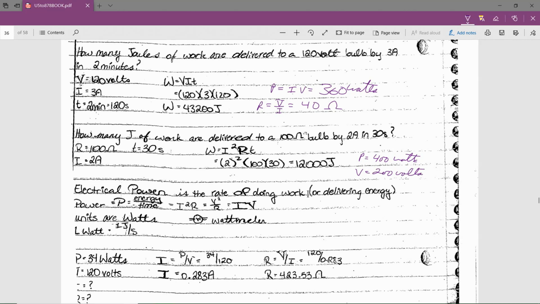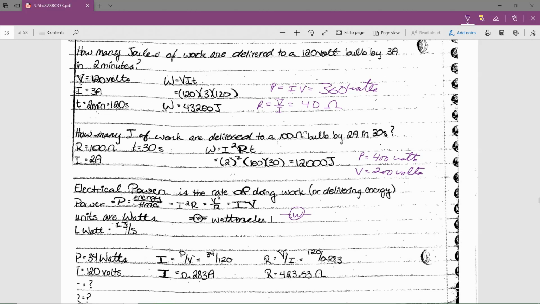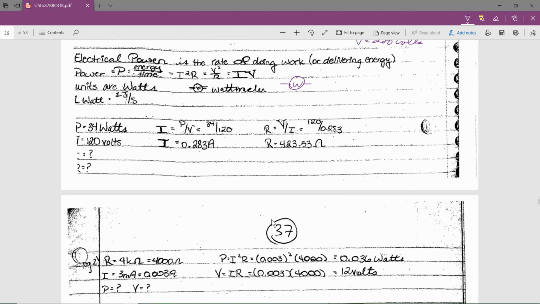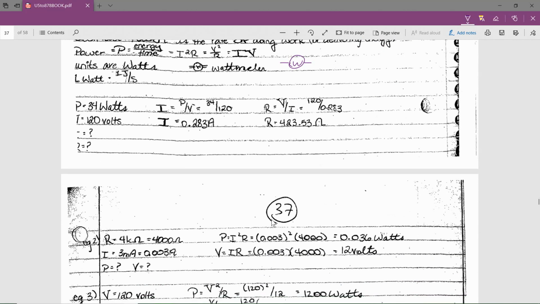Units are watts. When you have a watt meter, sometimes it's drawn with a double line, sometimes with a single line. And a watt, remember, is a joule per second. So if I have an example where I have 34 watts and 120 volts, I want to get my current and I want to get my resistance, R.